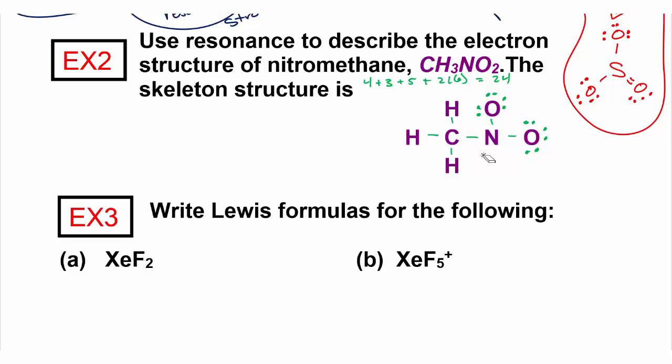Nitrogen does not have an octet. Carbon is happy. So we have 2 possibilities here. There's one, and there's the other one. Draw those 2 resonance structures with an arrow in between, and we're done.